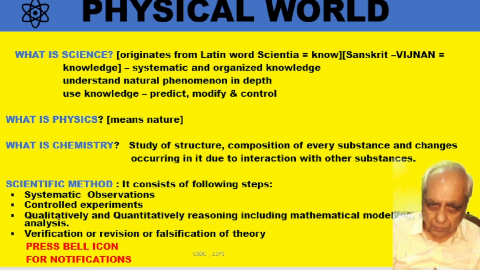Now let us try to understand what we mean by the term science. Science has originated from the Latin word scientia. It means to know. In Sanskrit we call it vigyan. It means knowledge. So science means that we have to get the knowledge, or we should know why these things are happening in nature.